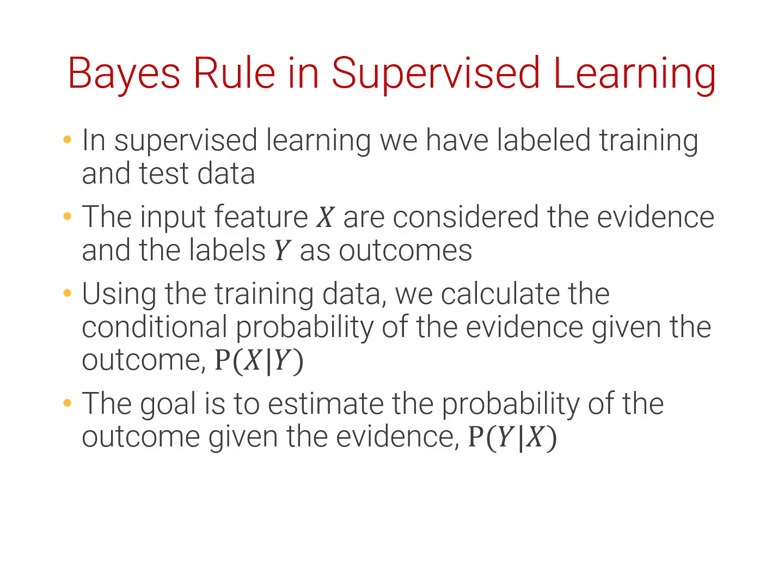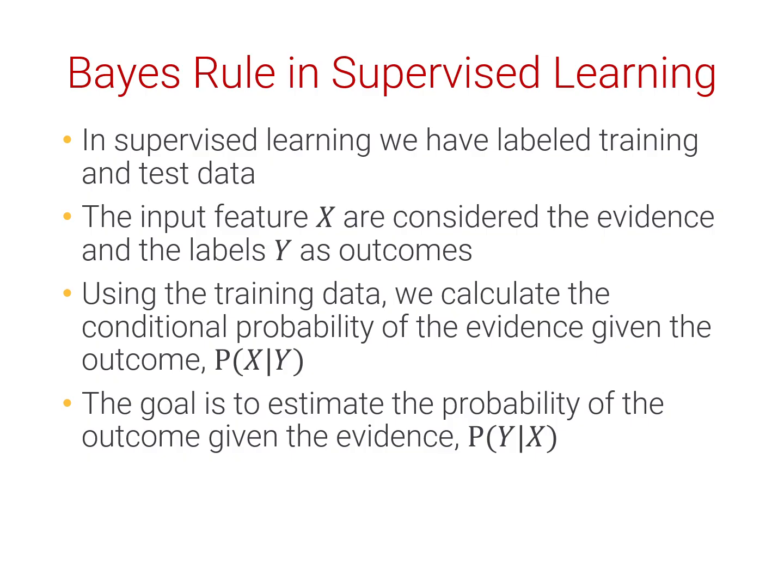At the core of supervised learning lies the concept of labeled data. We have a training dataset that consists of input features denoted as X and their corresponding labels or outcomes represented as Y. The input features serve as the evidence or observable data, while the labels represent the target variables we aim to predict. The essence of supervised learning revolves around learning patterns and relationships from the labeled training data, and then applying that knowledge to make predictions on new, unseen test data.